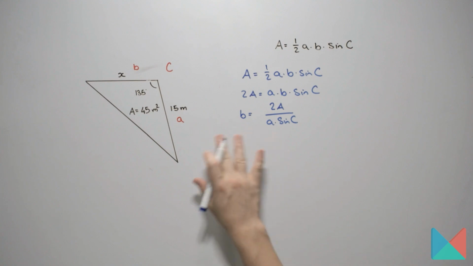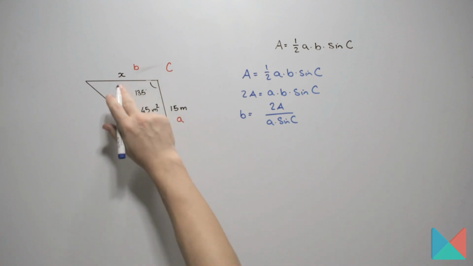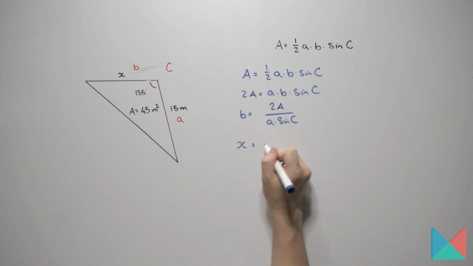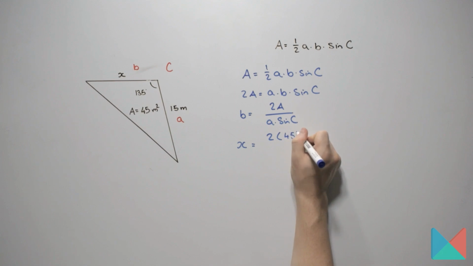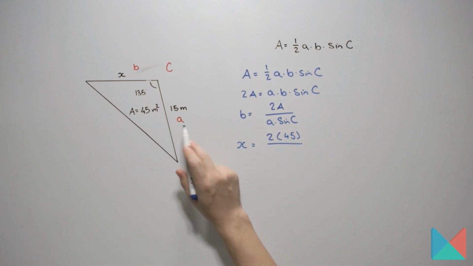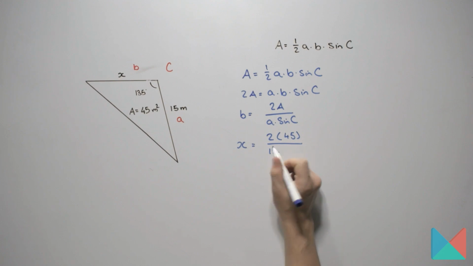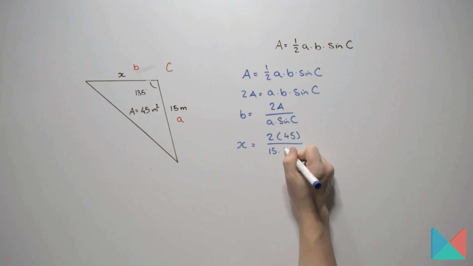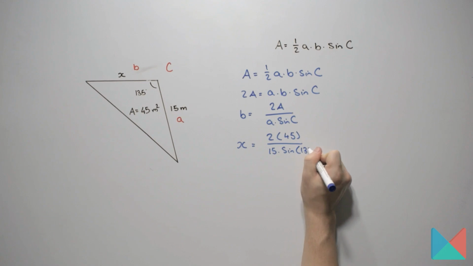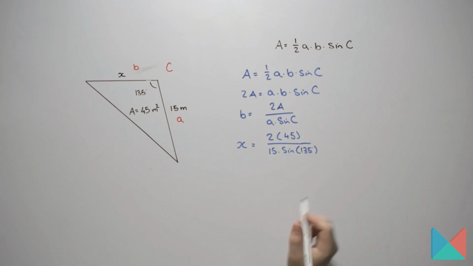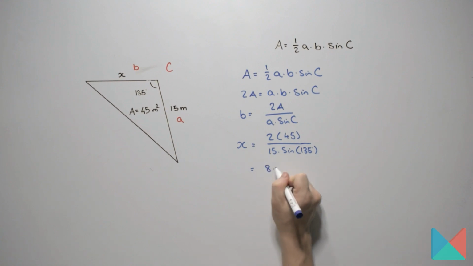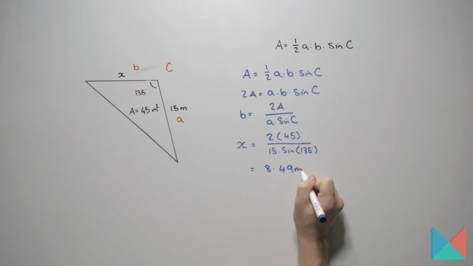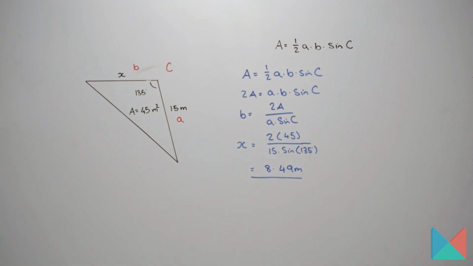And so now plugging in the values into our formula, we get B, which is just x, the variable that we're solving for, equals 2 times the area of our triangle, which is 45, divided by A, which is 15, times sine of our angle C, which is going to be sine of 135 degrees. And so solving on your calculator, we get a value for x being 8.49 meters. And so that concludes this video, and in the next video we're going to discuss the sine rule.